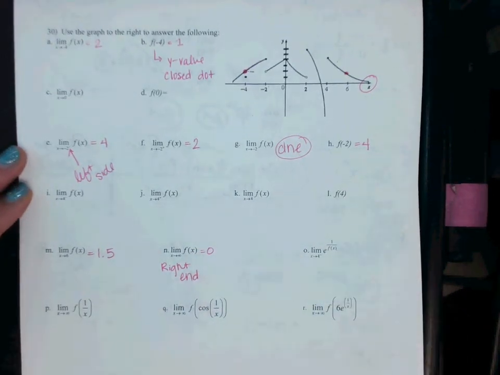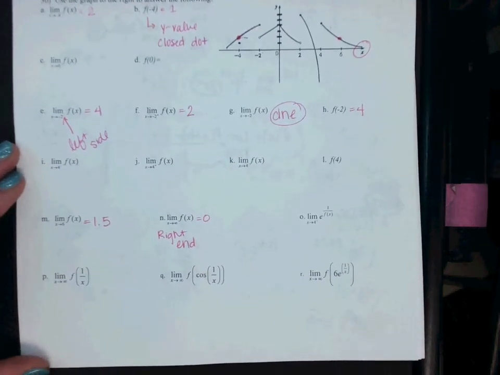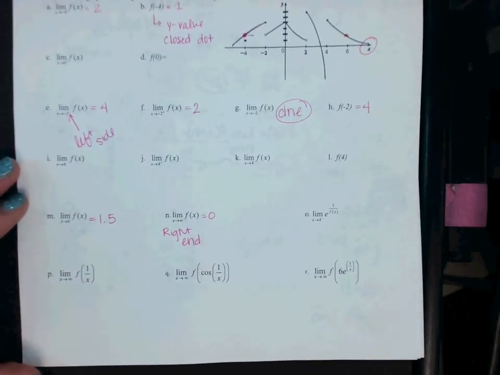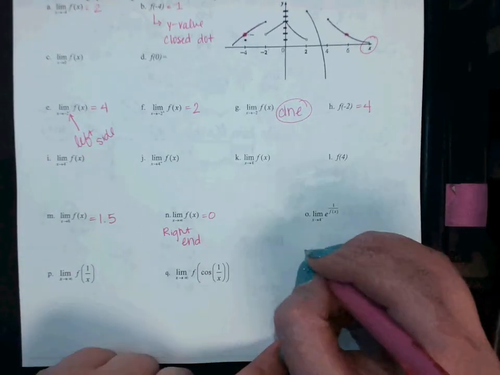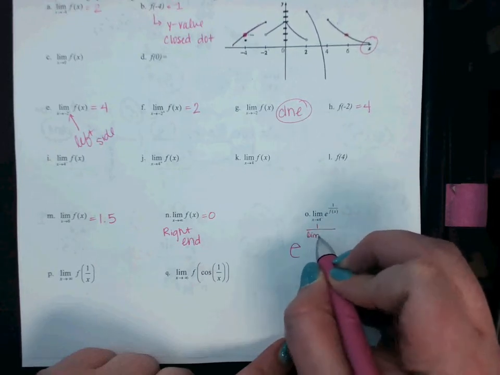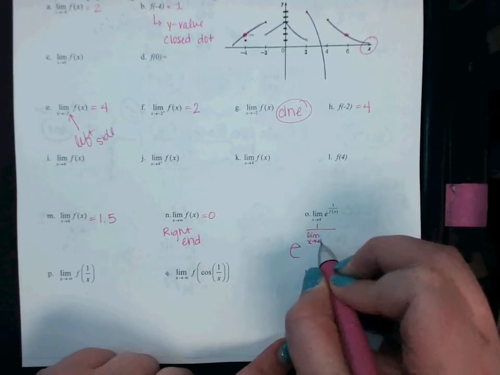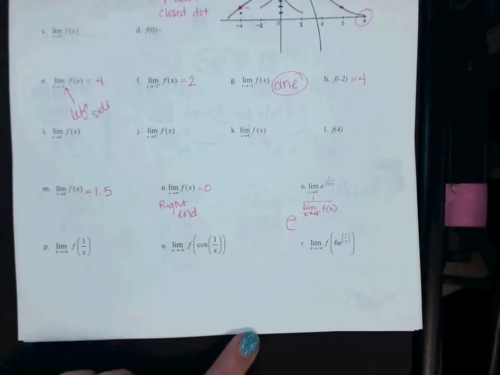Okay? Then last one like that, take a look at letter O. Okay, where does my limit go? It follows where the x is. So I'm going to have e to the power of 1 over, boom, little baby limit falls into the equation. Little baby limit. There it goes.